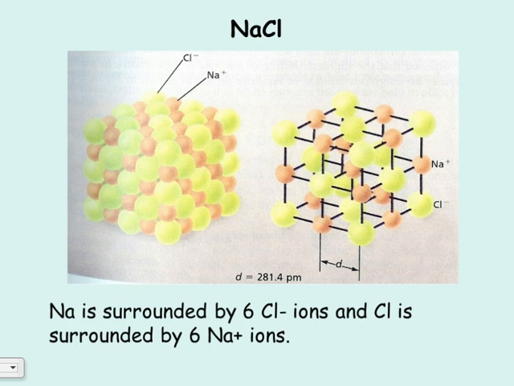If we look at sodium chloride, sodium is surrounded by 6 chlorine ions, and chlorine is surrounded by 6 sodium. If we look here in the center, we have top and bottom, front and back, and left to right. So that's how you get the 6. If we look at this one in the middle here, we have top and bottom, front and back, that's 4, and left and right, that's 6.